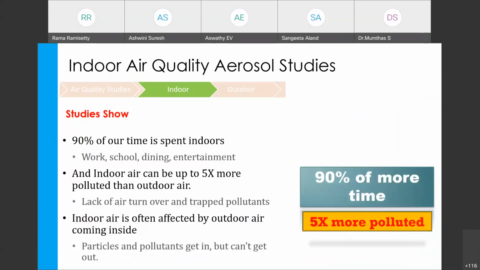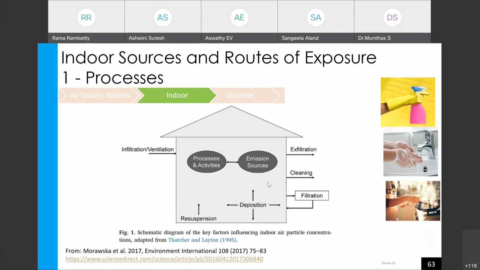I'll come to indoor air pollution first. We are spending a lot of time indoors, and the indoor air can be almost 5 times more polluted than outdoor, which we never realize. We feel it as normal. The indoor air is often affected by the outdoor air, because we also have some sources inside the house. For example, if you look at this process, we have a lot of internal sources, and then some external sources from the outside air. Both are creating more and more sources for indoor air pollution.